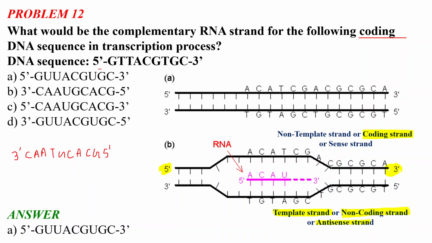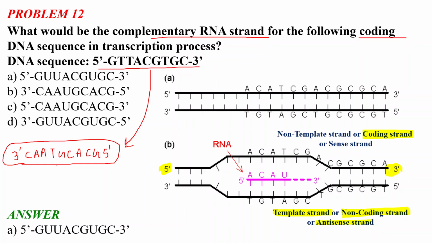If the given strand is the non-coding or non-template strand, then the template strand will be complementary to this coding strand, which is this one. And the complementary RNA strand is made from this template strand, which will act as the template for RNA synthesis, that is, for transcription.